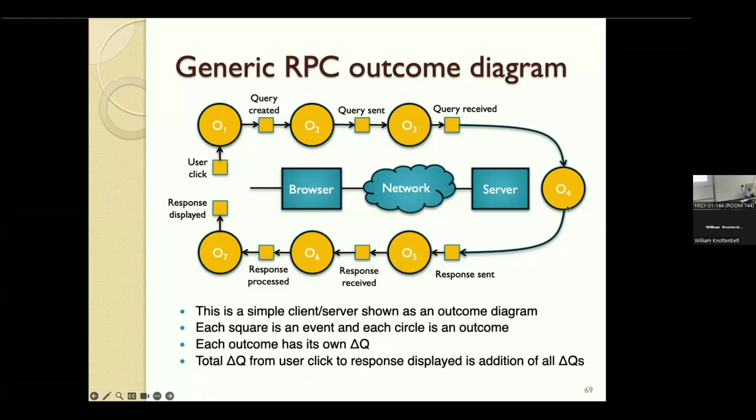So the outcome diagram, you can show it like this. I click, user click. So internal to the browser, a query is created. The browser will send the query over the network. The query will be received at the server. The server computes a response and sends the response. The response is sent over the network and received at the browser. So these are all events, huh? And then the browser processes the response and then the response is displayed, okay? So each of these is an outcome. Each of them has a delay, delta Q. Okay. So that's a very simple example. You can see that the block diagram corresponds to this causal graph.